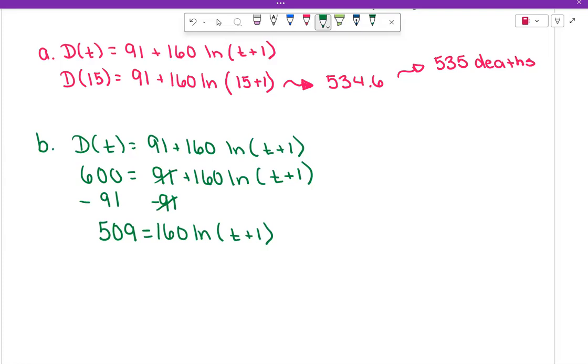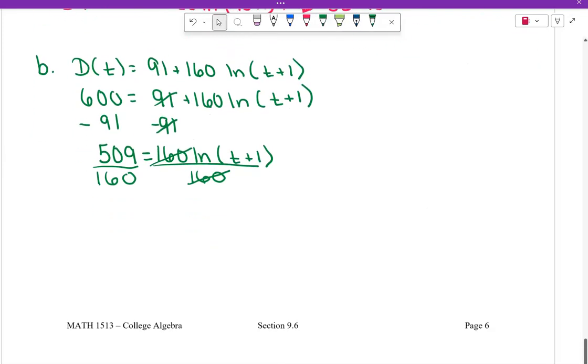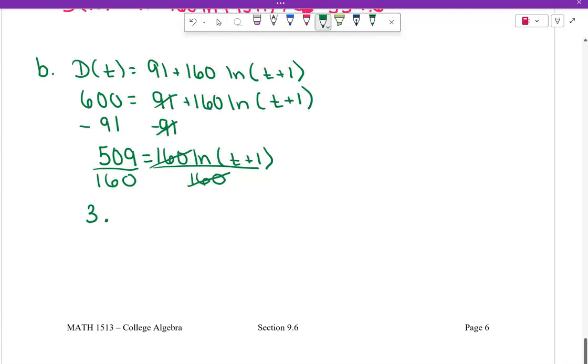Hopefully the next thing you said is that we would need to divide by that 160, because that natural log is trapped. So I'm going to get that started in my calculator: 509 divided by 160. The decimal's not too crazy, so I'm going to write it all the way out. We just don't want to have any round-off error.